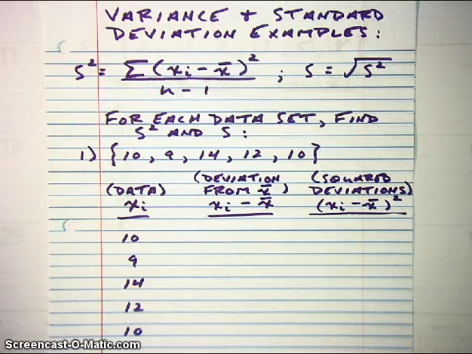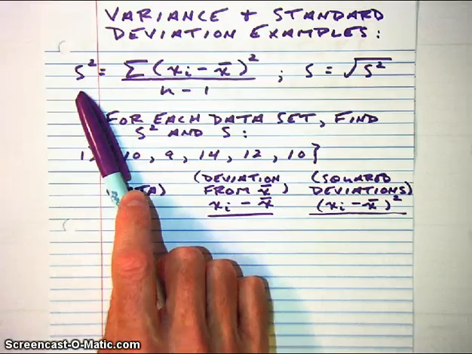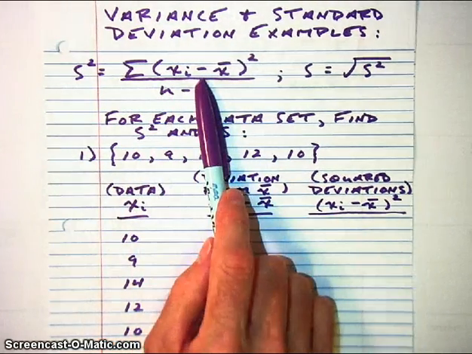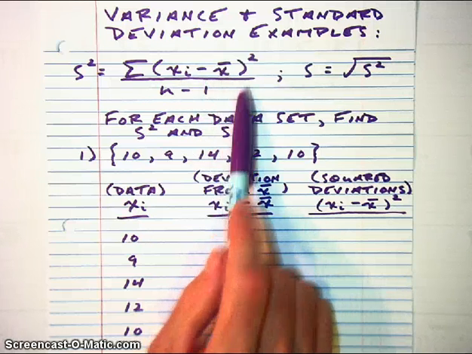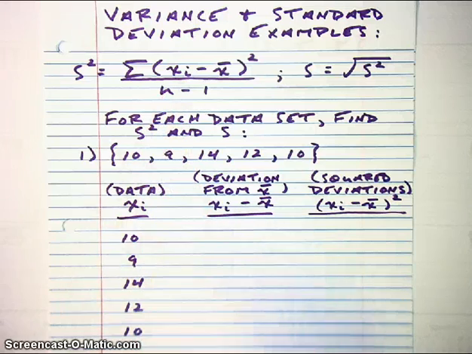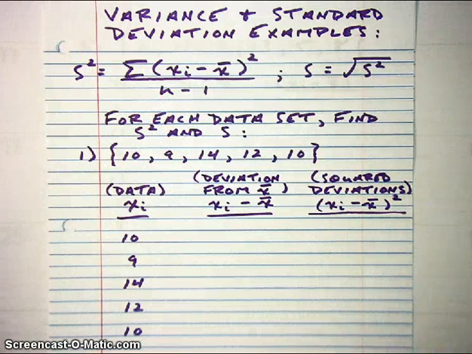Now we're going to look at a few examples of how to calculate the variance and the standard deviation. When you're calculating the variance, this is the formula you use. S squared, the variance, is equal to the sum of the squared deviations from the mean, divided by one fewer than the number of observations in your data set, and the standard deviation is just the square root of the variance.